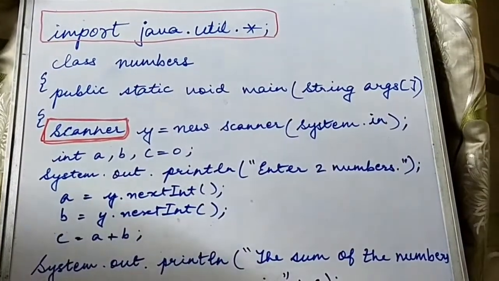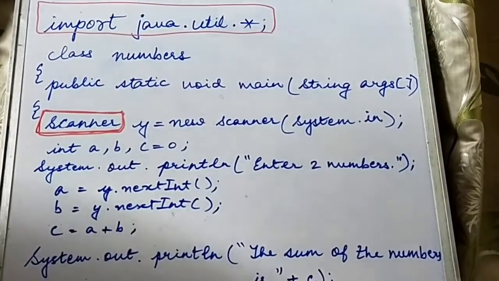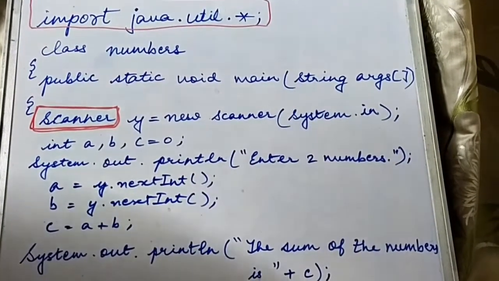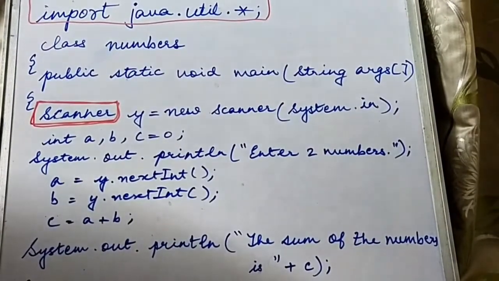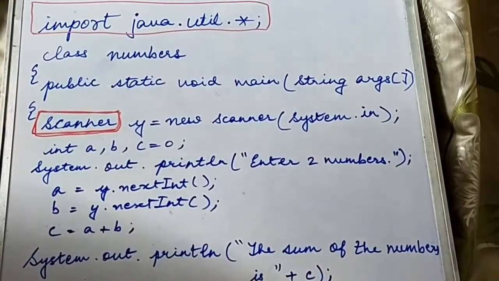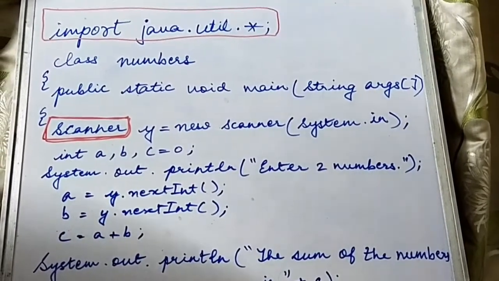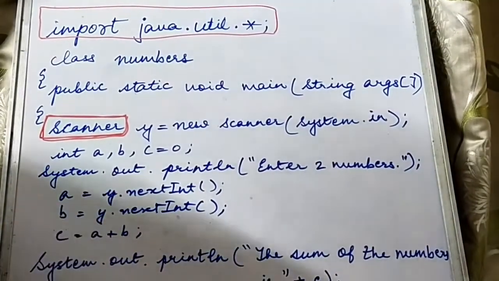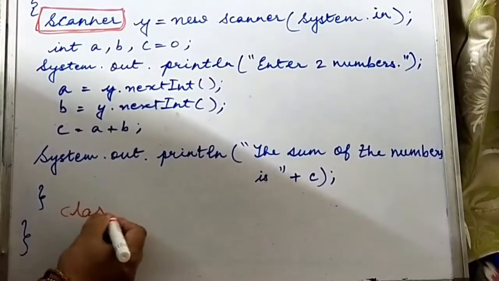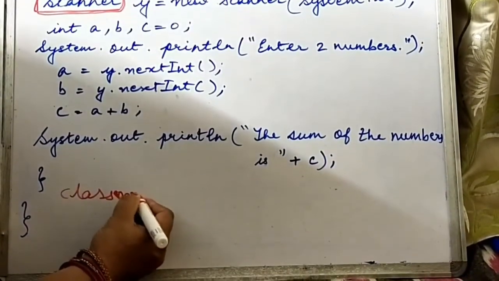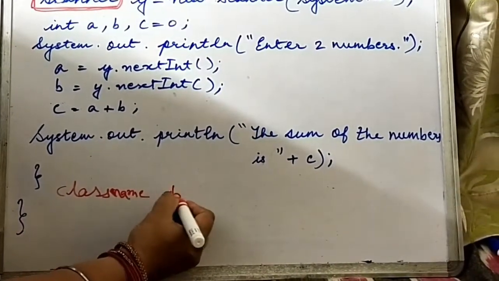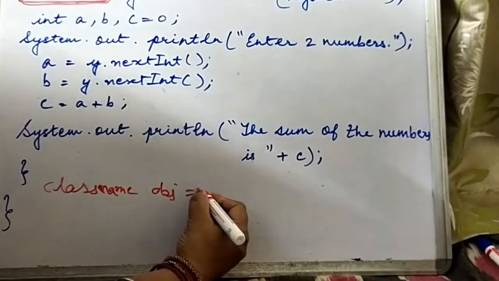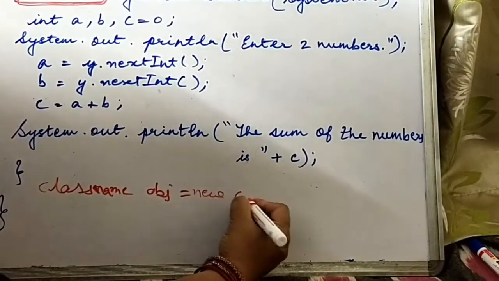Simply, here Scanner is a class, and in the Scanner class many methods are there, and I want to access those methods to input values through the keyboard. For that I am going to create an object for the Scanner class. Now I will show you how to create the object. First you are supposed to write the class name, then you write the object name, after that equal to, and new, class name.